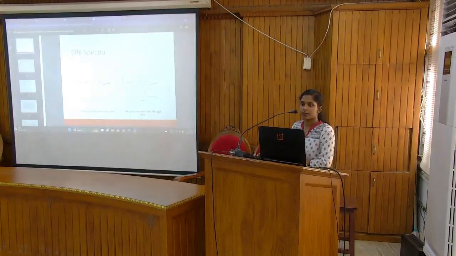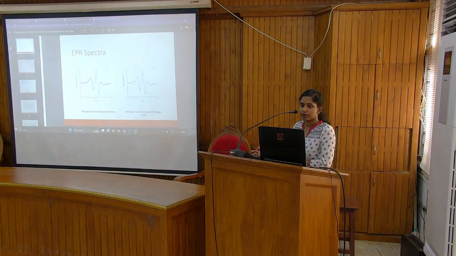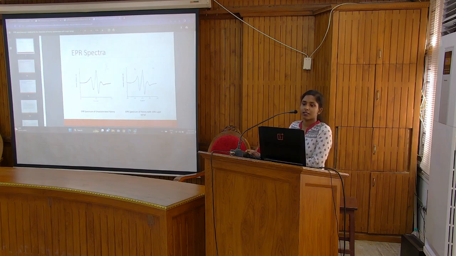So can you show the EPR spectrum of pure honey and adulterated honey? You showed one slide. Is there any difference between these? Can you elaborate on these two figures? One is pure and the other one is adulterated with 10% sugar syrup. So what are the differences? Is there any difference in the EPR spectrum between these two?